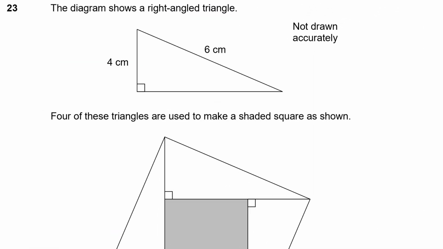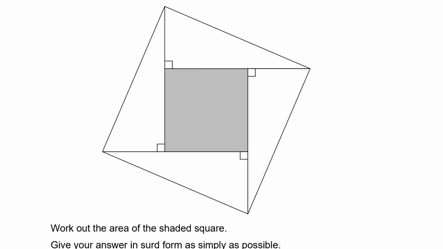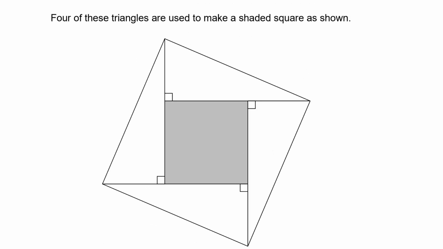Question 23. The diagram shows a right angle triangle, which is 4 centimeters along one side and 6 centimeters along its hypotenuse. 4 of these triangles are used to make the shaded square below. Work out the area of the shaded square. Okay.